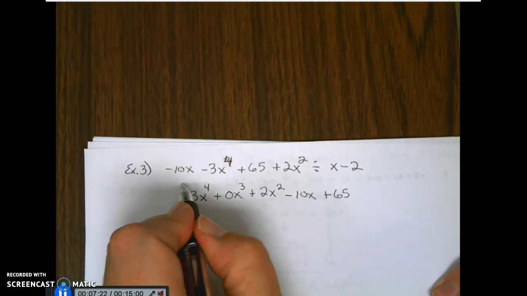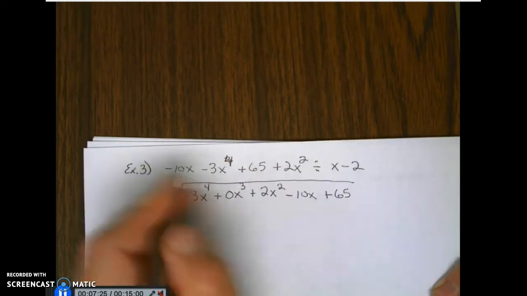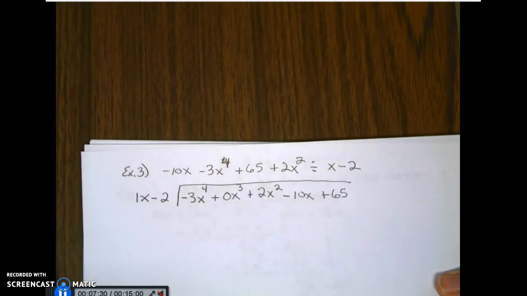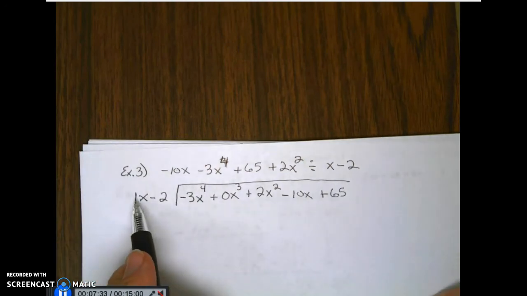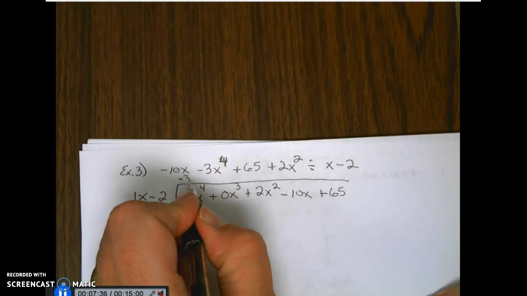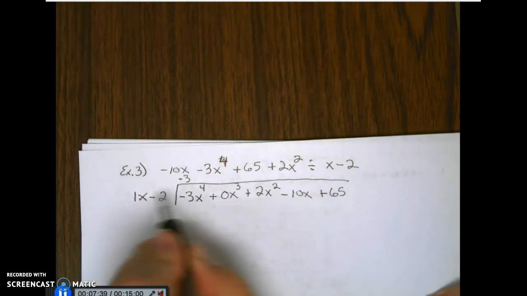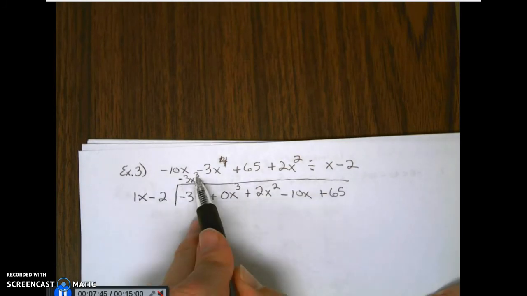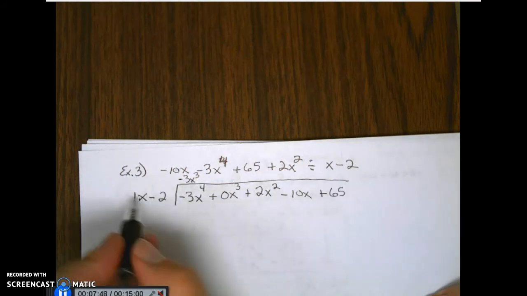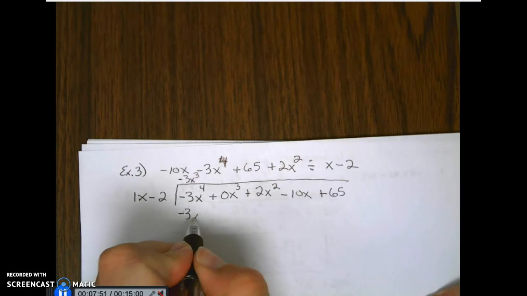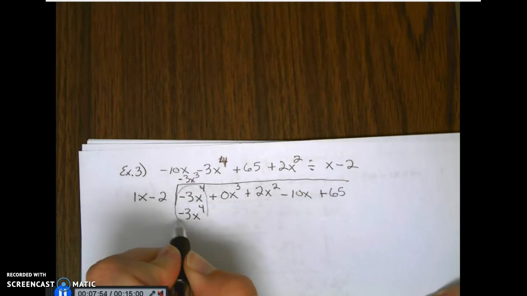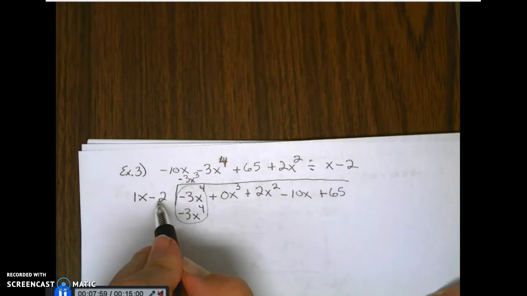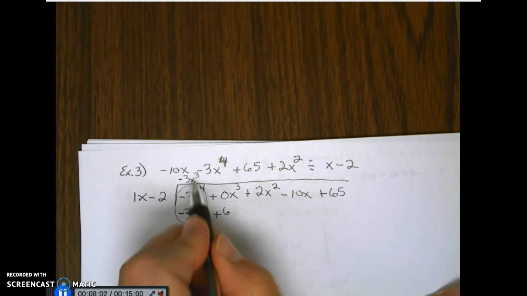Okay, we're going to divide this by x minus 2. And here we go. So remember, this is 1x minus 2, so start off with your coefficient. So 1 times negative 3 is negative 3. X times x cubed is x to the 4th. Remember, when multiplying, you're adding the exponents. So this times this is this. These should always come out to be the same. Okay, multiplying the second term, so negative 3 and negative 2 makes positive 6x cubed.